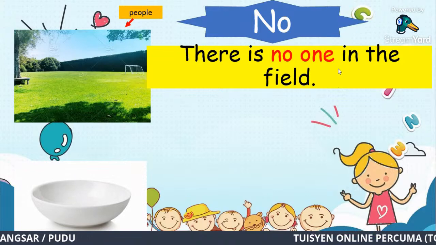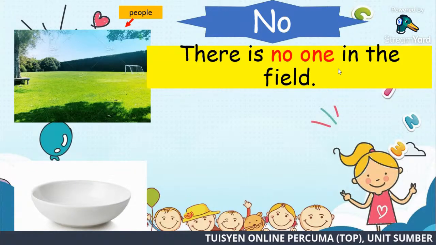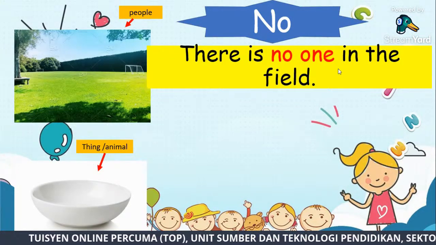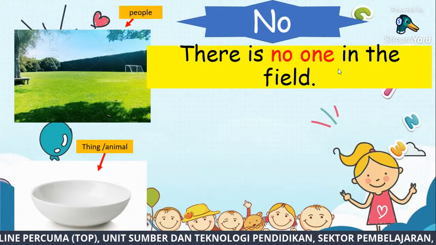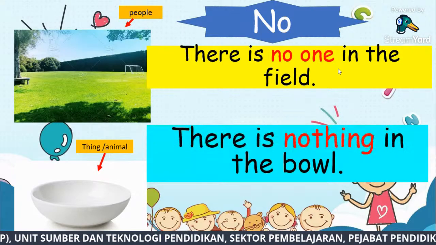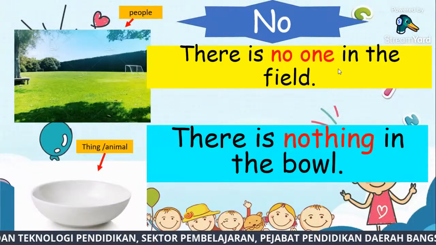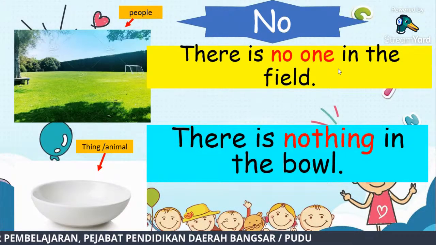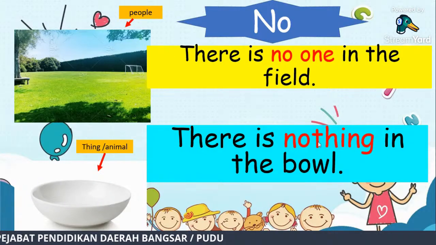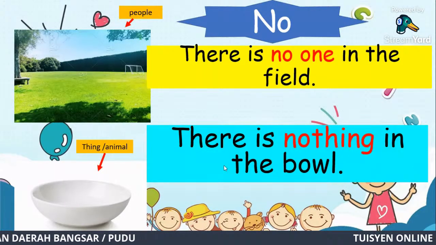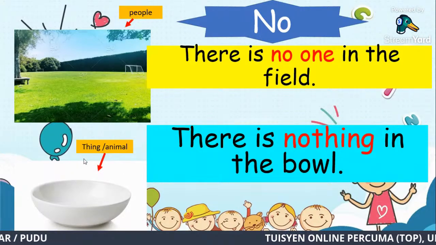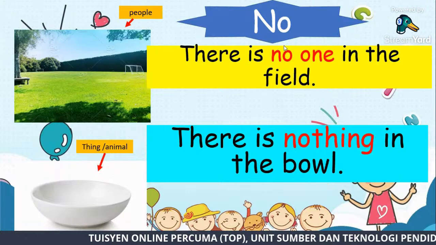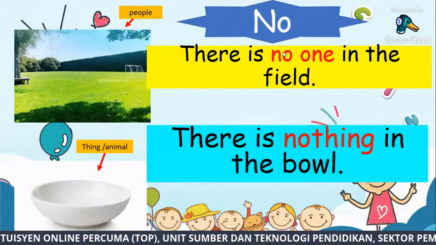How about this? This is a thing, right? So we are going to describe the bowl. How are you going to say that? There is nothing in the bowl. So we use thing because we are referring to a thing. But when we are referring to people, then you will be using no one. So that you have to know.